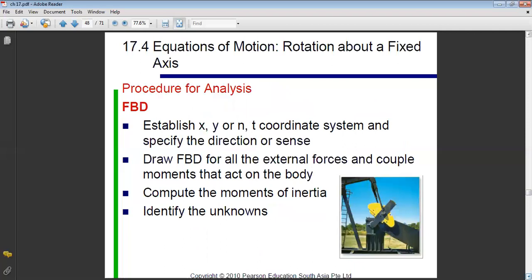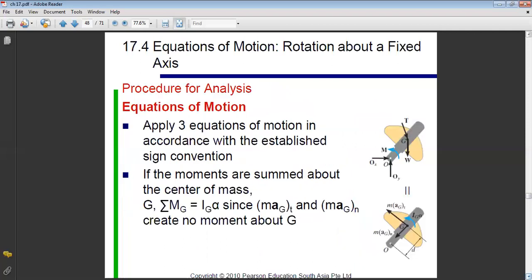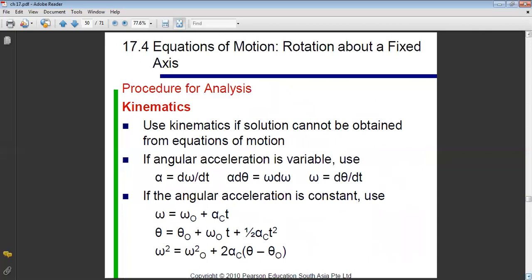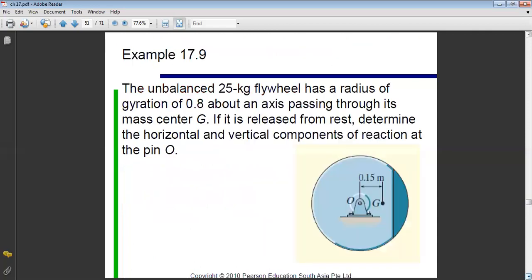Now, let us do examples on pure rotation. Okay? The unbalanced 25 kilogram flywheel has a radius of gyration of 0.8 about an axis passing through its center of mass G. If it's released from rest, determine the horizontal and vertical components of reaction at the pin O.